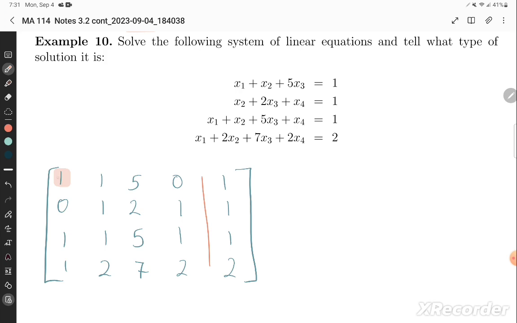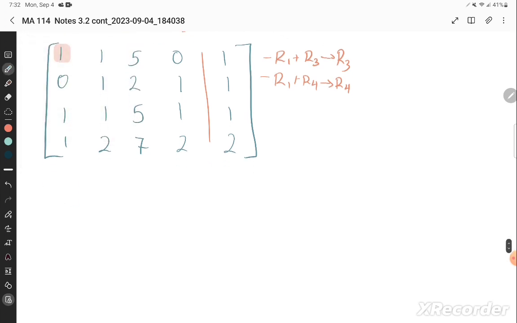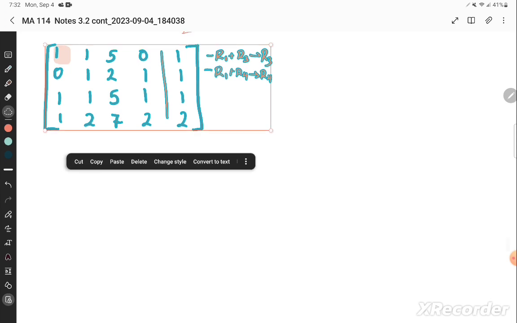Anyways, we do have a leading entry there. It's 1. So now we want to clear column 1. So negative row 1 plus row 3 gives me new row 3. And then negative row 1 plus row 4 gets me new row 4. So let's see what that new matrix now looks like. I have to write this a little bit smaller. Let's make it smaller. All right, that's a lot better.